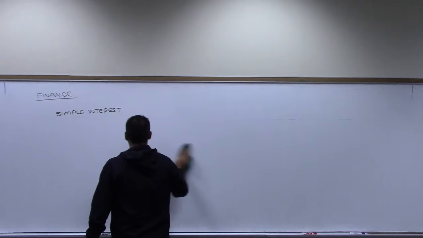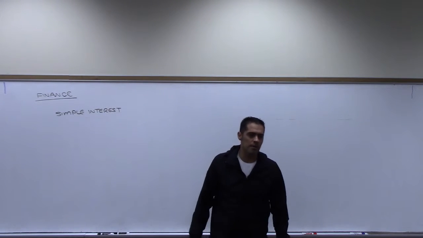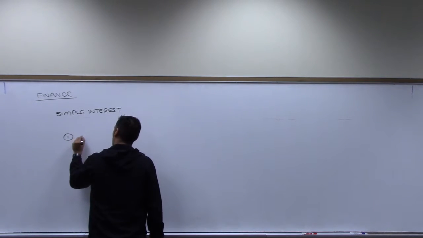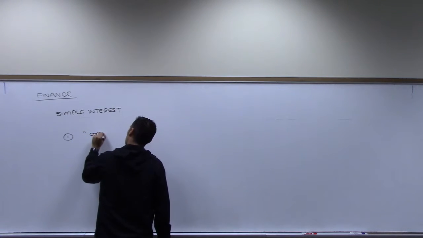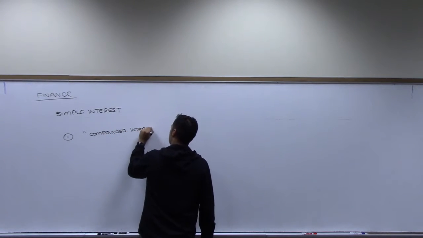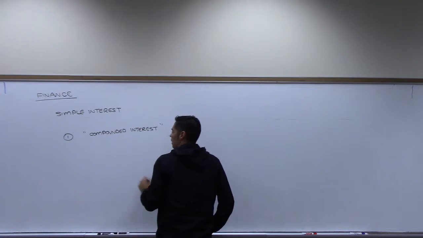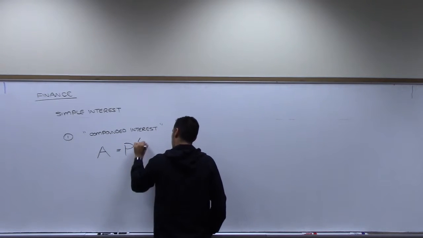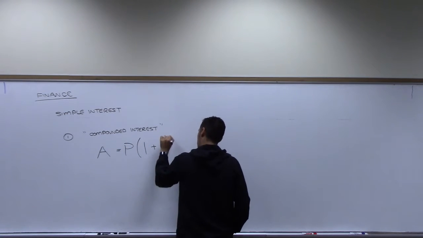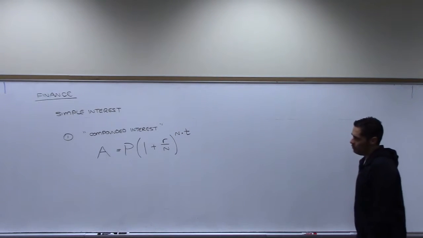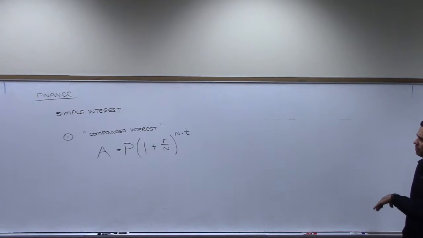All right, so here we go. There are two major formulas for computing simple interest. The first one is the one that we use when we have compounded interest, and I will explain what I mean by that in a second. Just write this down. Compounded interest. The formula is A equals P(1 plus R divided by N) raised to the N times T. That's the formula. And I'll explain it all, just write it down for now.